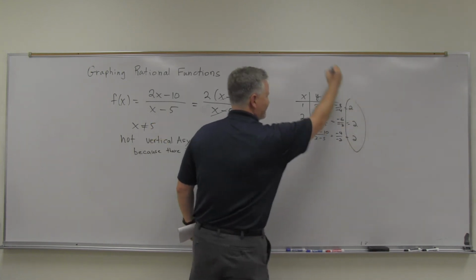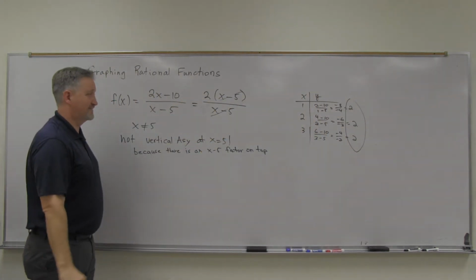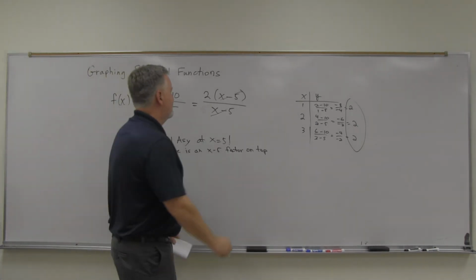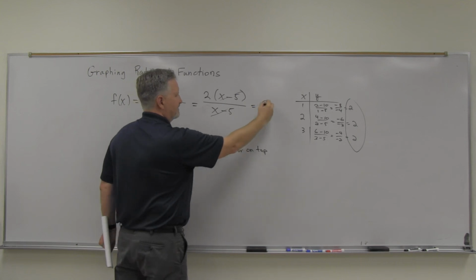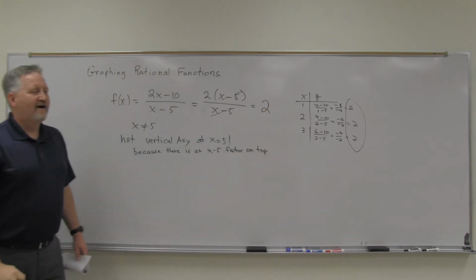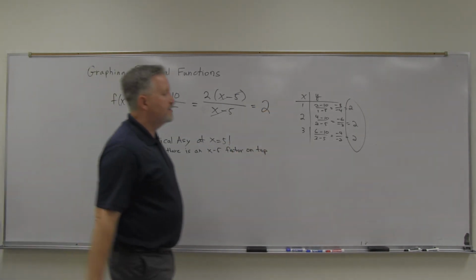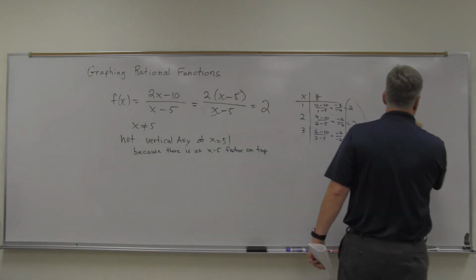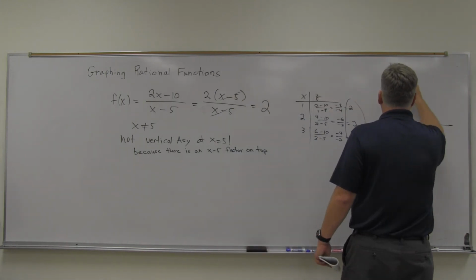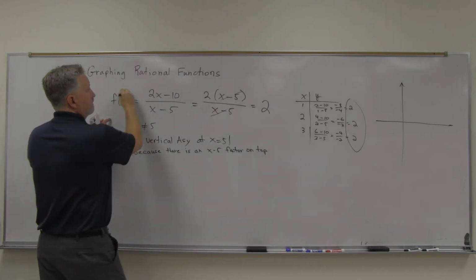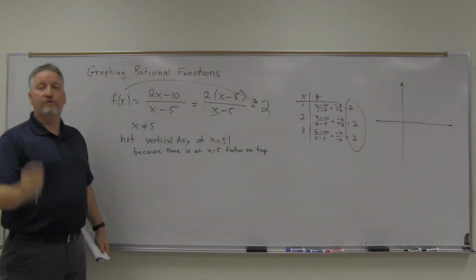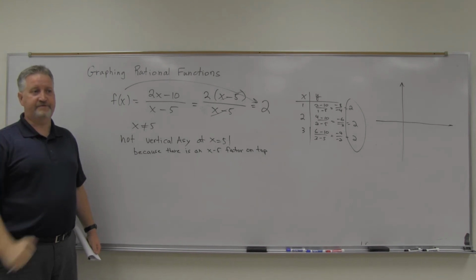You see something? It's a straight line. It's a straight line, it's 2, okay? And do you notice something else? If I cancel those out, what do we got? 2. All right, I got 2. All right, so here's the thing. This graph is the graph of that, with one little exception.